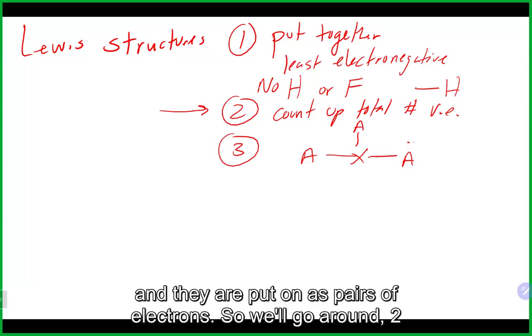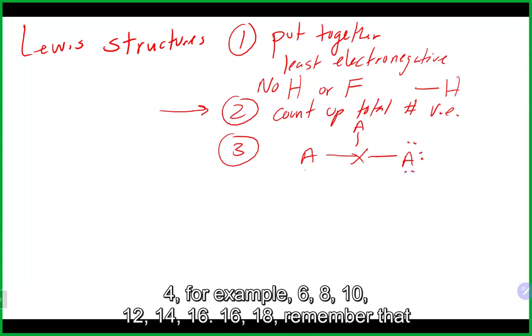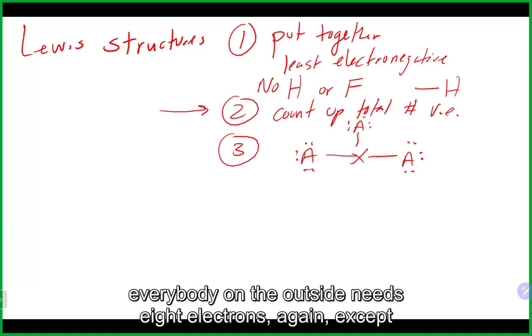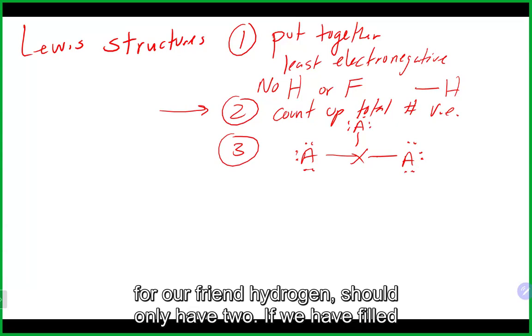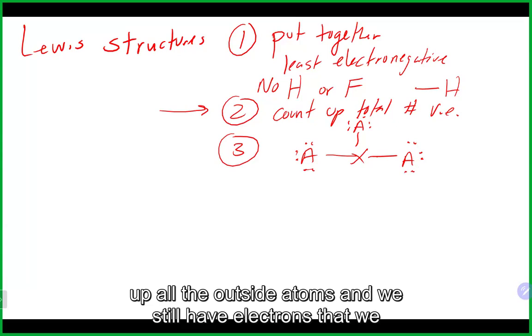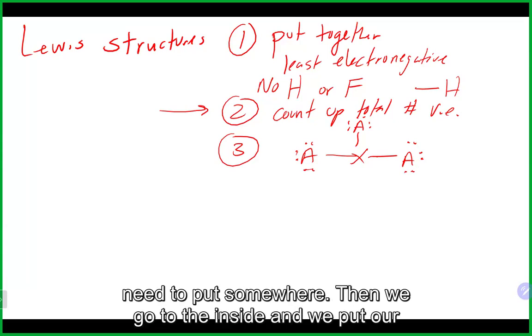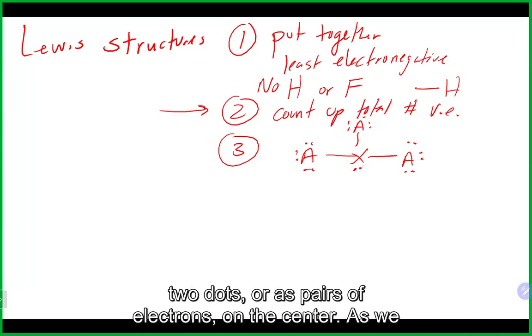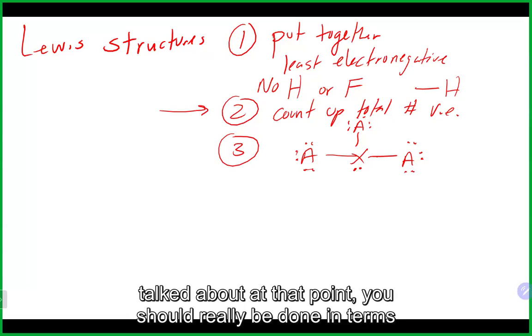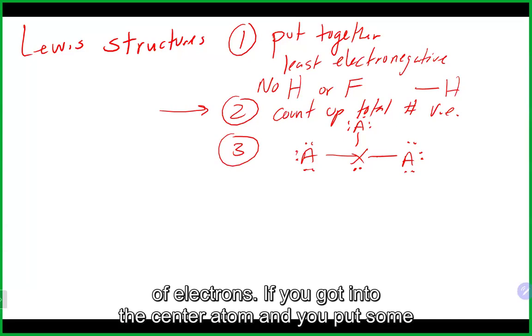So we'll go around to 4, for example, 6, 8, 10, 12, 14, 16, 18. Remember that everybody on the outside needs 8 electrons. Again, except for our friend hydrogen, which should only have 2. If we have filled up all the outside atoms and we still have electrons that we need to put somewhere, then we go to the inside and we put our 2 dots or pairs of electrons on the center. As we talked about, at that point, you should really be done in terms of electrons if you got into the center atom and you put some dots on there.